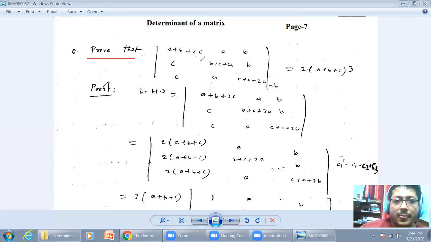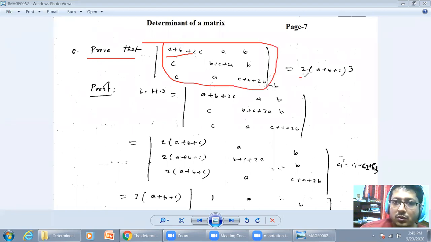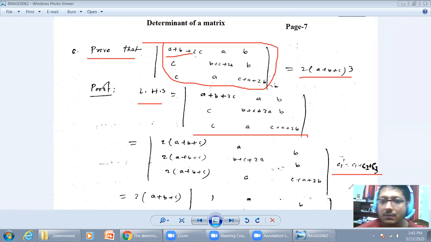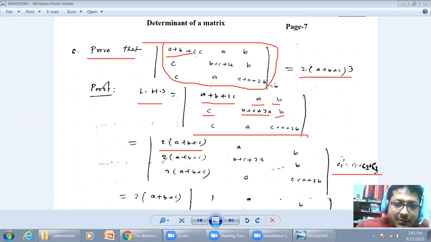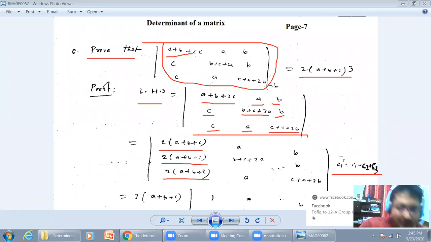Number six: prove that this determinant, a plus b and so on, equals twice a plus b plus c a whole cube. For the left hand side, after applying C1 prime equals C1 plus C2 plus C3, we get twice a plus b plus c in the first column, and twice a plus b plus c in the other entries as well.